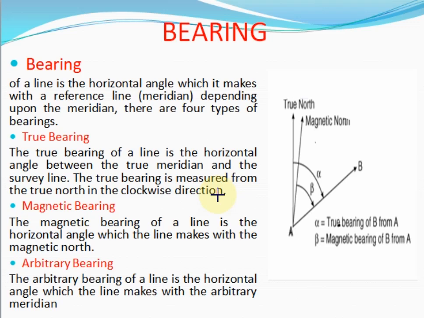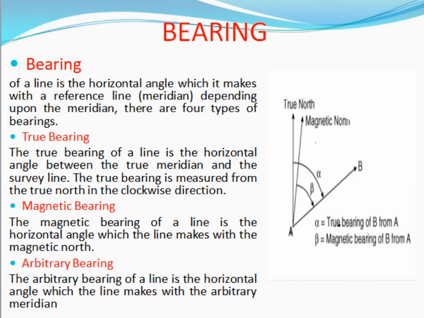But what is meant by a meridian? A meridian is nothing but an imaginary line passing through the poles. Generally we take the imaginary line as the north or south pole. So a bearing is nothing but the horizontal angle with reference to north to the survey line. It is called the bearing.